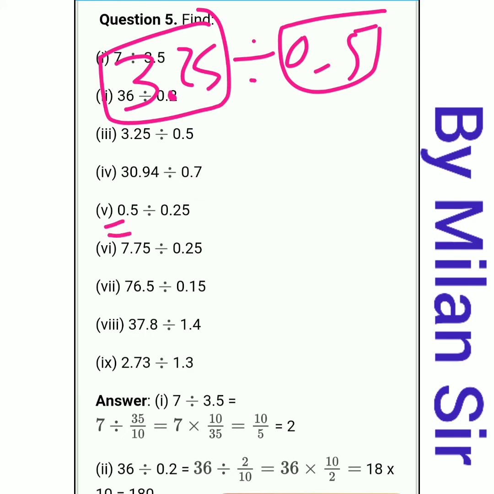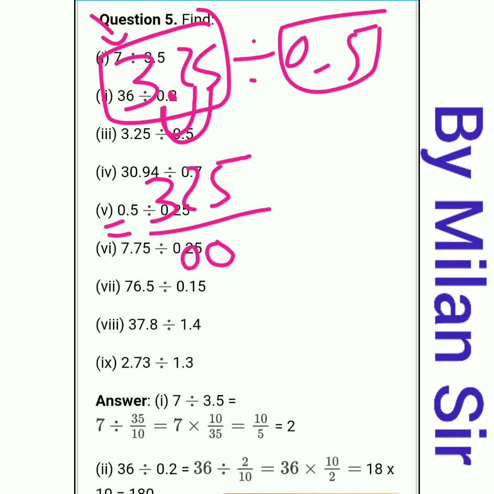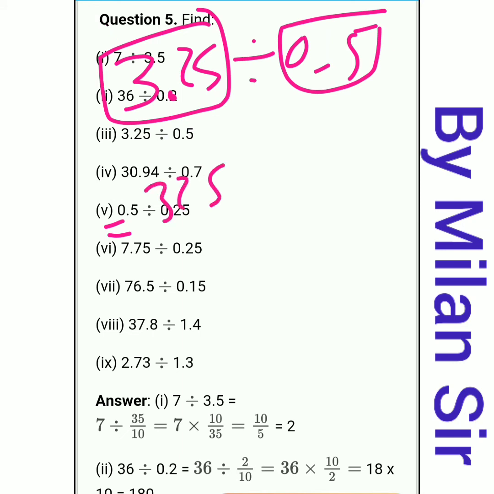First of all, just convert this 3.25 into a fraction. Ignore the decimal point, so it becomes 325. After the decimal point we have two digits, 2 and 5, so in the denominator we need to put 1 followed by two zeros, that means 100.